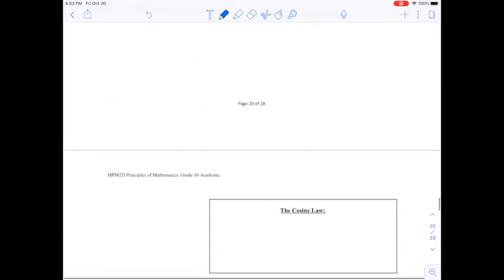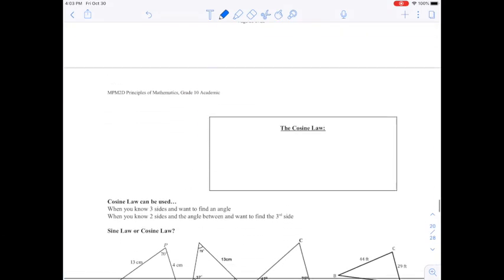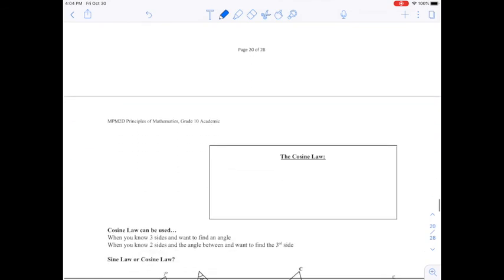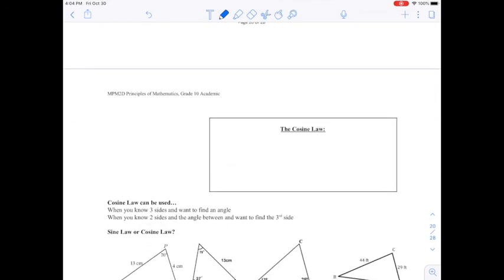Okay, so normally I would derive the cosine law, but what I want to do instead is just tell you what it is, and you can use it in this course without the derivation, that's okay. So here we go. A, B, C.